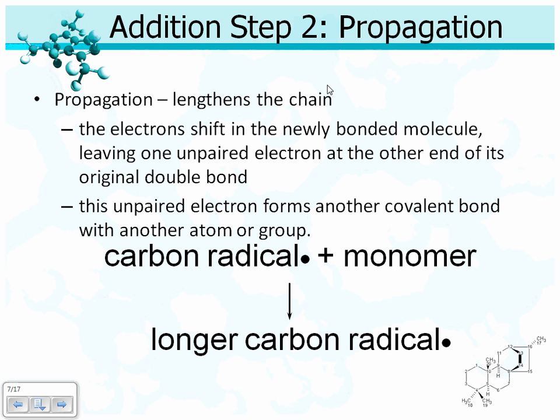Then in step 2, we start to lengthen the chain. We start off with a carbon radical, we add another monomer to it, we break another double bond, and we keep the chain going, extending longer and longer and longer. The electrons shift in the newly bonded molecule, leaving one unpaired electron at the other end of its original double bond. This unpaired electron forms another covalent bond with another monomer group.